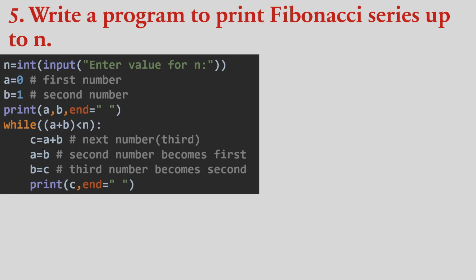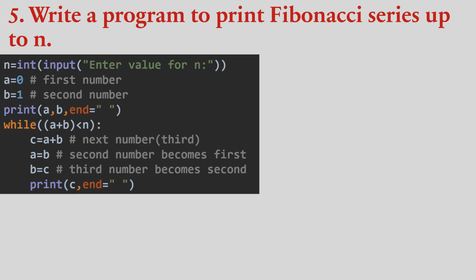Now initialize the first two numbers of the series, that is a and b, with 0 and 1. Now just print those two values and give an end statement so that your next numbers will not be printed in the next line. It has to be printed in the same line so that it will look like a series. Now our condition is while a plus b less than n, so it has to do some calculation, that is c is equal to a plus b. So c is the third number, the next number, which will be calculated as a plus b. Now a will become b and b will become c. That means second number becomes the first number and the third number becomes the second number.